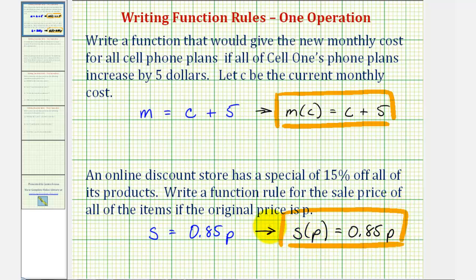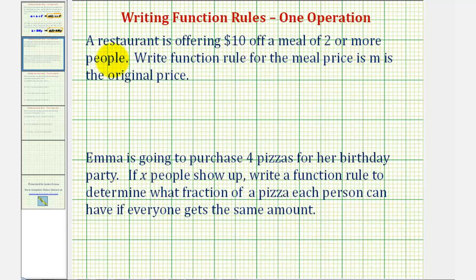Let's take a look at 2 more examples. A restaurant is offering $10 off a meal of 2 or more people. Write a function rule for the meal price if M is the original price. So if we let D be the discounted meal price, we could say that D would be equal to M, the original meal price, minus 10.